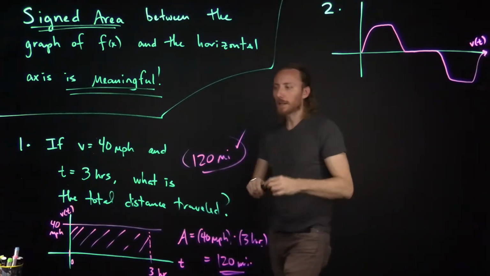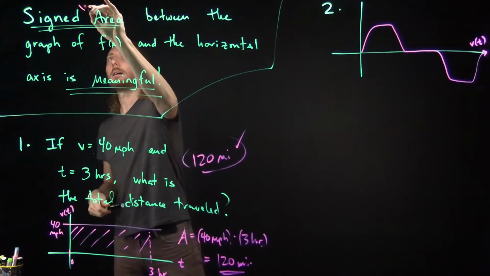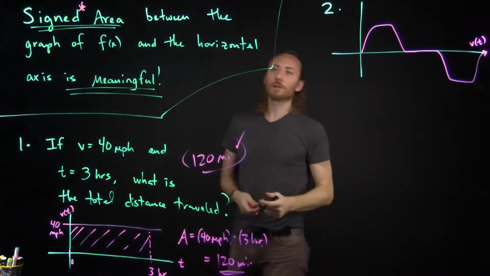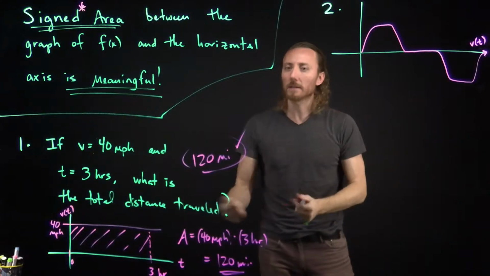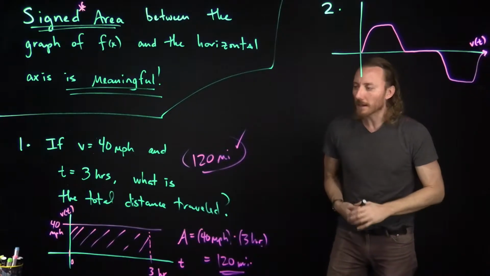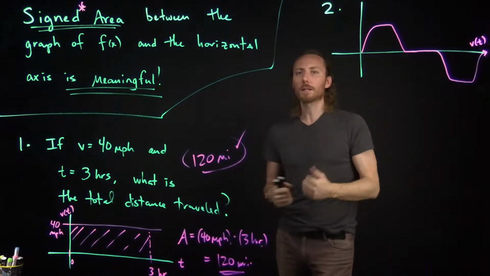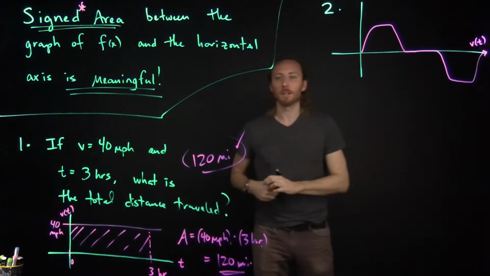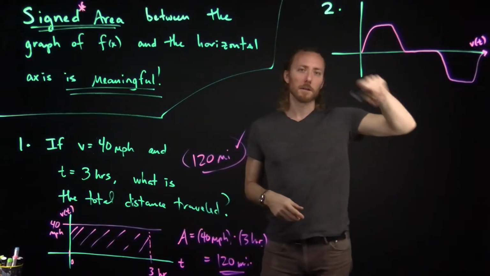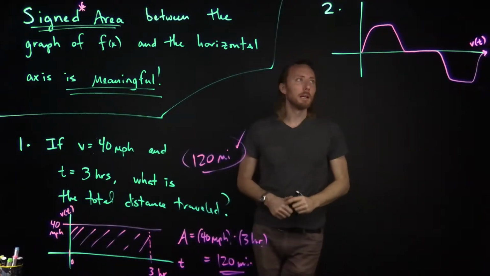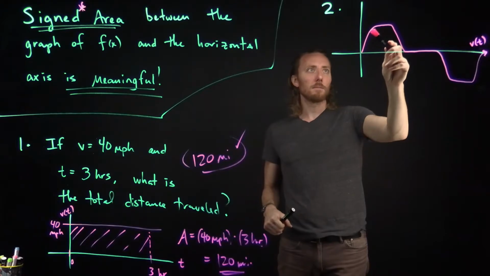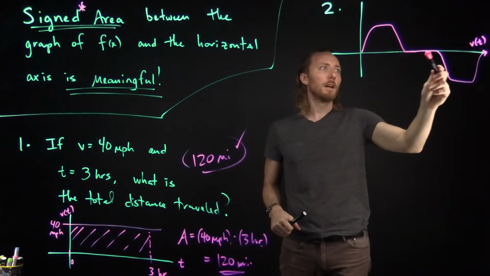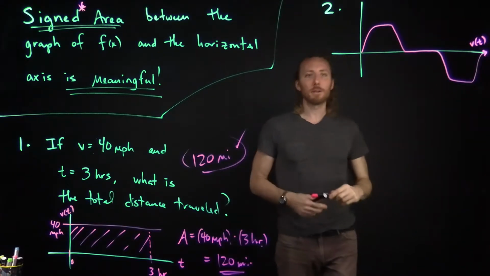Now, I just want to make a note here about the word signed on our area. The notion of signed area means when our function is above the horizontal axis, the area will be computed positively. When the function is below the horizontal axis, the area will be computed negatively. Now, this will come into play here with example 2. In this case, we have a velocity function which during some of the time interval is positive, and during other portions of the time interval is negative.